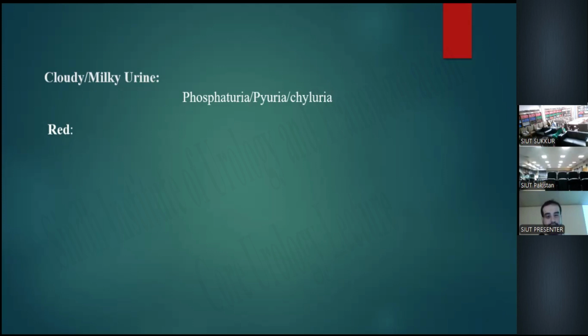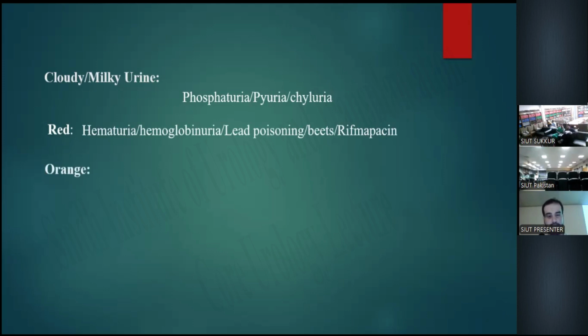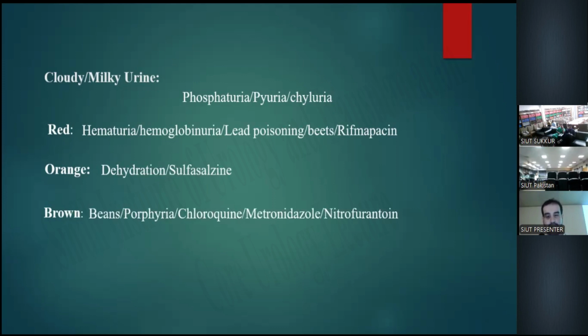Red color is caused by hematuria, hemoglobinuria, lead poisoning, beets, and rifampicin. Orange color: dehydration or sulfasalazine use. Brown color: ingestion of beans, porphyria, chloroquine, metronidazole, and nitrofurantoin antibiotics. Brown-black: methyldopa, hemorrhage, or use of sorbitol.